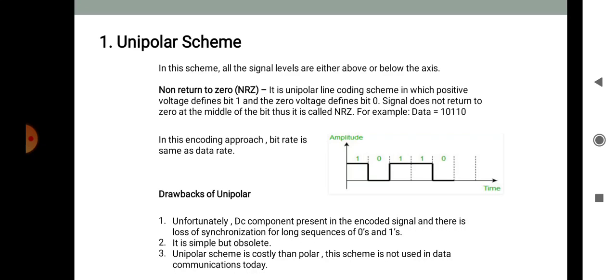Then drawbacks of unipolar. Unfortunately, a DC component is present in the encoded signal, and there is a loss of synchronization for a long sequence of zeros and ones. It is simple but obsolete. The unipolar scheme is costlier than polar, and this scheme is not used in data communications today.